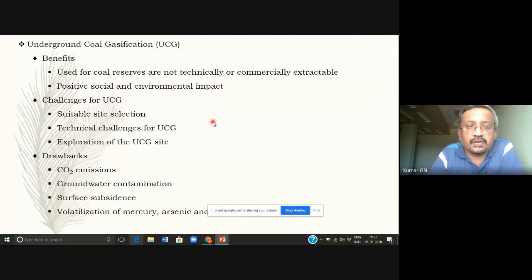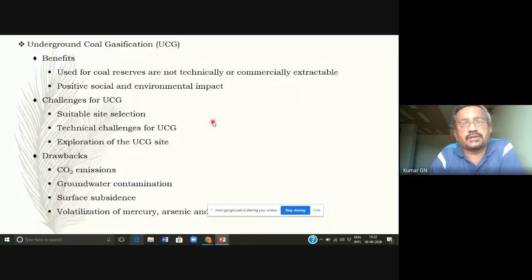Maybe these are all new technologies we are proposing for the smart city, because we have to avoid importing fossil fuels. Okay, underground coal gasification. Whatever coal is available, we have to convert into another form of energy, maybe hydrogen or syngas, carbon monoxide or H2 gas, and H2 can be used as a fuel, or we can convert coal into methane.